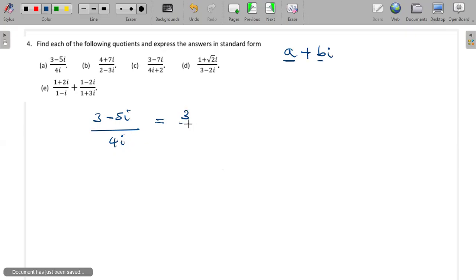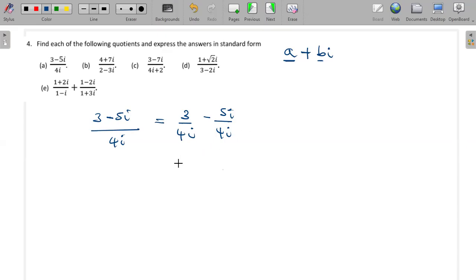So you have 3 over 4i, then minus the 5 over 4i, like that. Then what is this going to be? Oh, there's an i here. So the i and the i divide, then you just remain with what? You remain with 5 over 4. So you remain with 5 over 4. Then you have your i that is there.